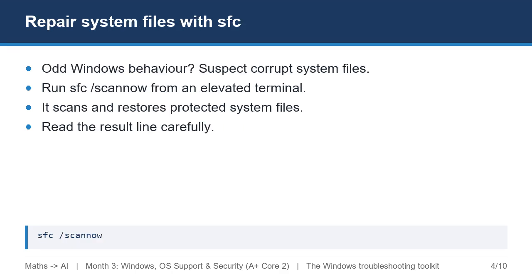When Windows itself behaves oddly, suspect corrupt system files. From an elevated terminal, run sfc /scannow. That's the System File Checker. It scans all protected system files and restores the correct versions of any that are damaged. When it finishes, read the result line. It'll tell you whether it found corruption and whether it successfully repaired it.